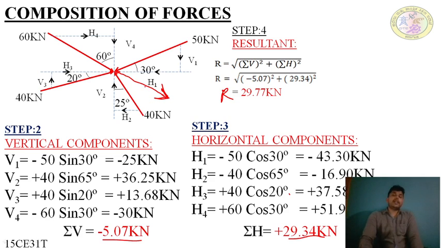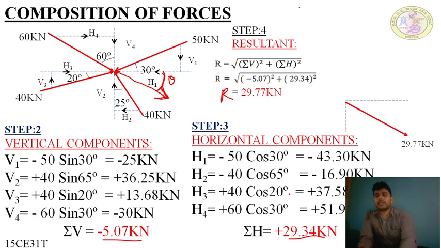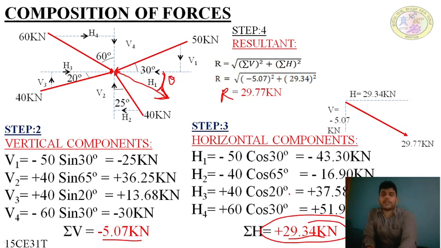Now we need to calculate the angle where exactly it is positioned. What will be the angle with respect to the x-axis? For that, there is a formula: tan theta is equal to sigma v by sigma h. Let us draw the resultant separately. It is 29.77 kilonewton. Its horizontal component is 29.34, the total horizontal component, and the vertical component is minus 5 calculated here.